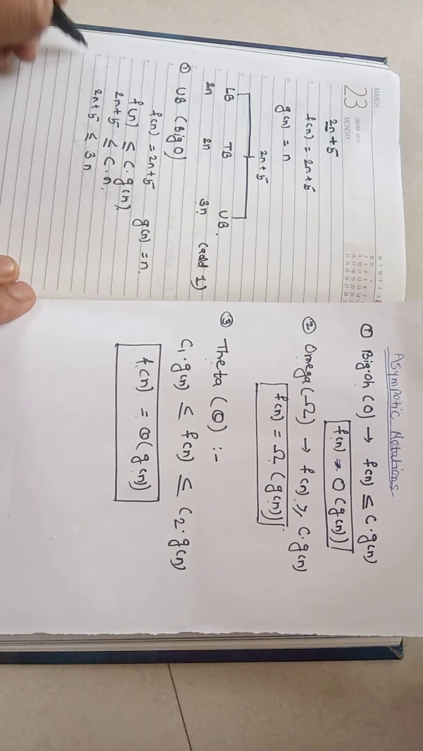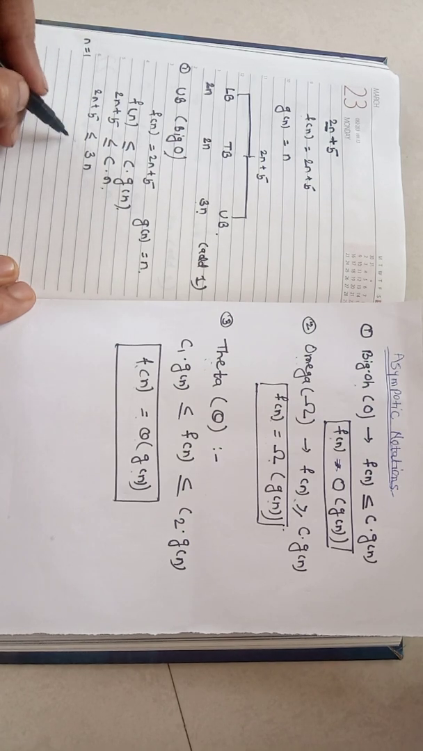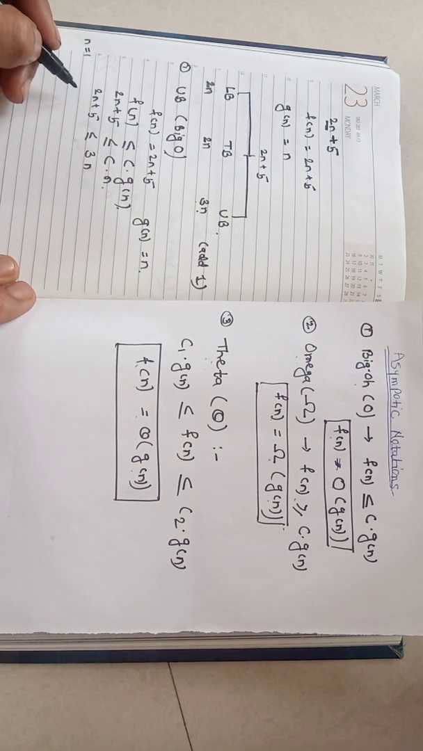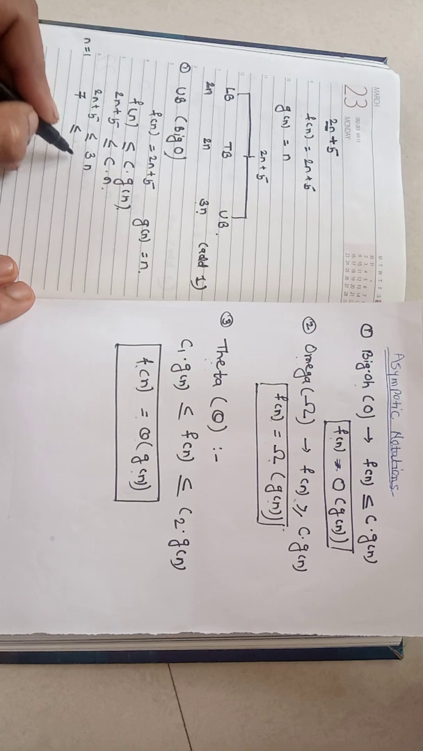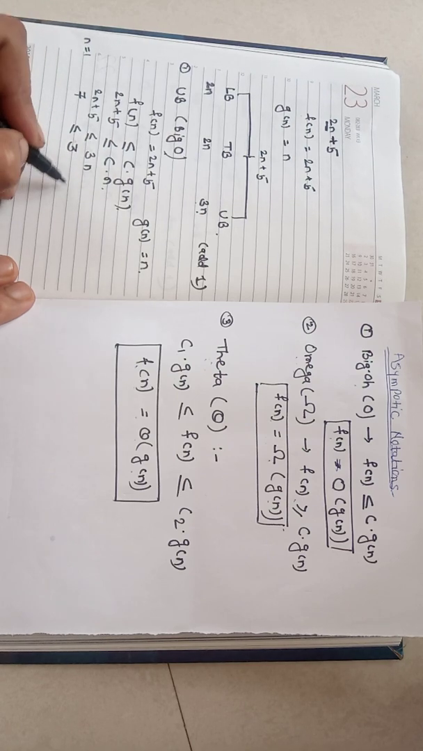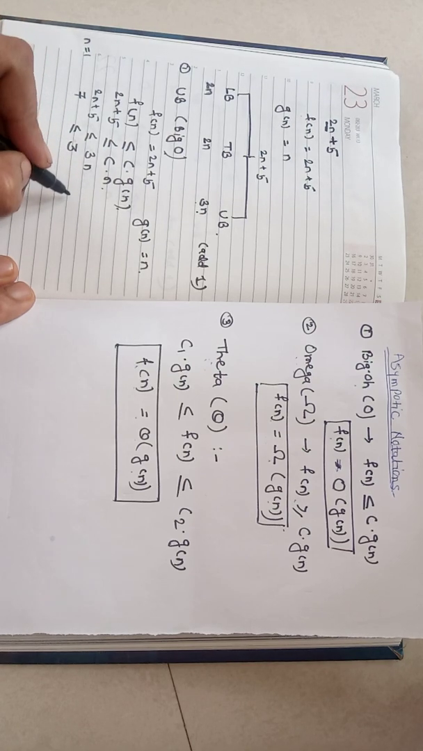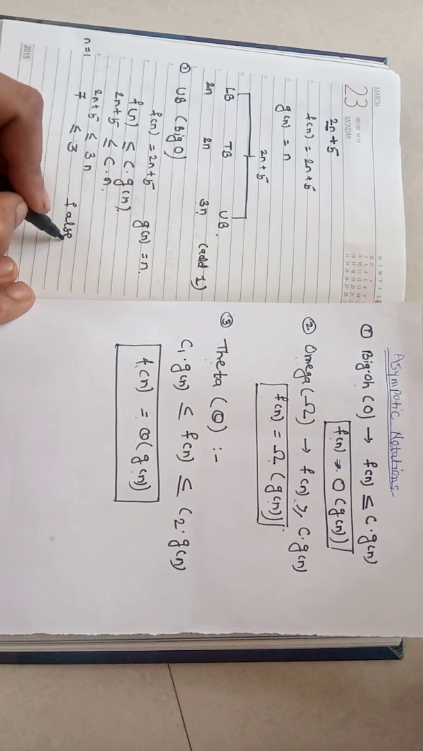So for this we have to calculate first the value of n, that is n equals 1, and put it in the equation. So we will get here 7 is less than or equal to 3 into 1, that is 3. Fine. So is this equation true? No. So it is false.